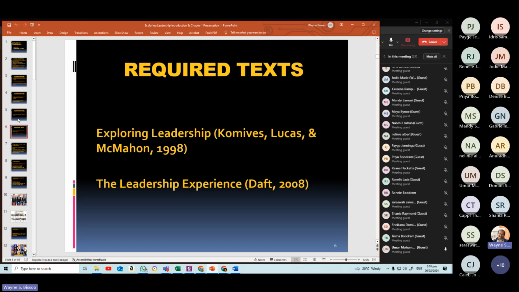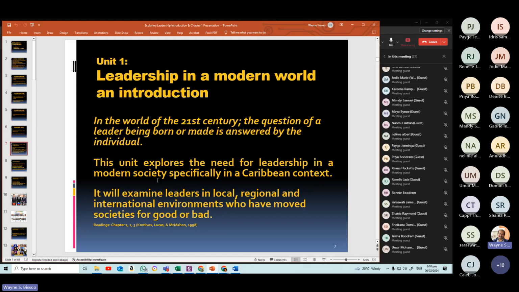Okay, sir. Okay, so these are the two textbooks we're going to be utilizing, a combination of chapters from the two textbooks that we're looking at. And now we start with chapter one, which is part of unit one of the text, or the first half of the text.